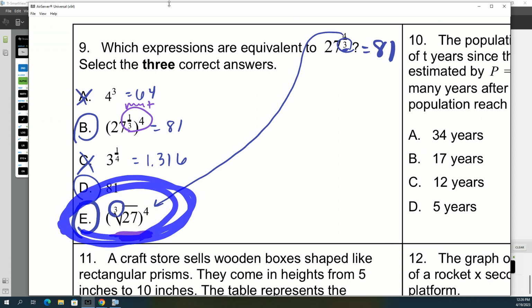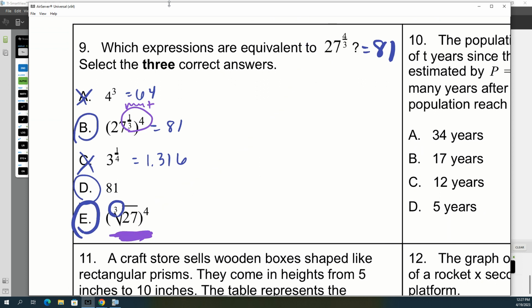I think the only thing that would actually be on the non-calculator part would be getting an answer like just the E part. Being able to go from here to here. Not getting the 81, just knowing that an exponent that's a fraction means it's a root. Whatever that denominator is the type of root, and whatever this is a power. So if you can remember that, that's what would be on the non-calculator.